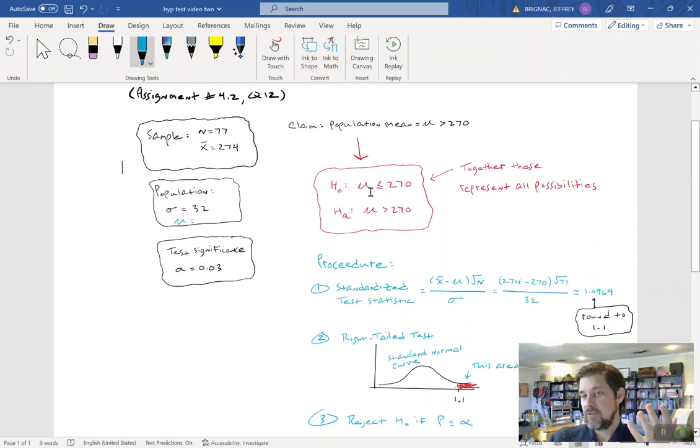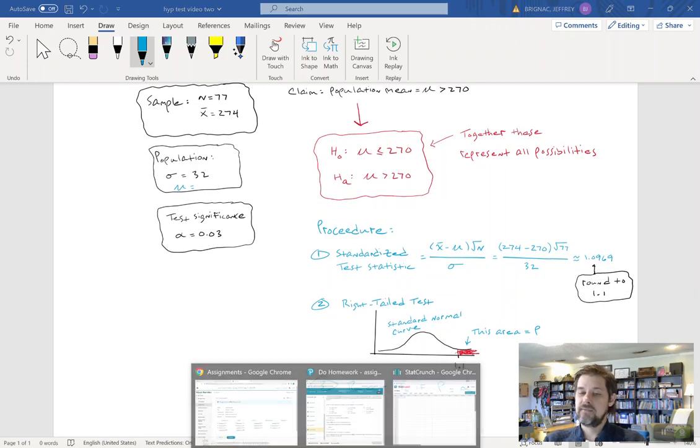See how this says mu is less than or equal to 270? We take it that we can say mu is 270, all right? So mu is 270, the population mean, times root n, where n is the sample size, so 77, over the population standard deviation, which is 32. I do all the math on that with my calculator, and I get 1.0969, and so on.